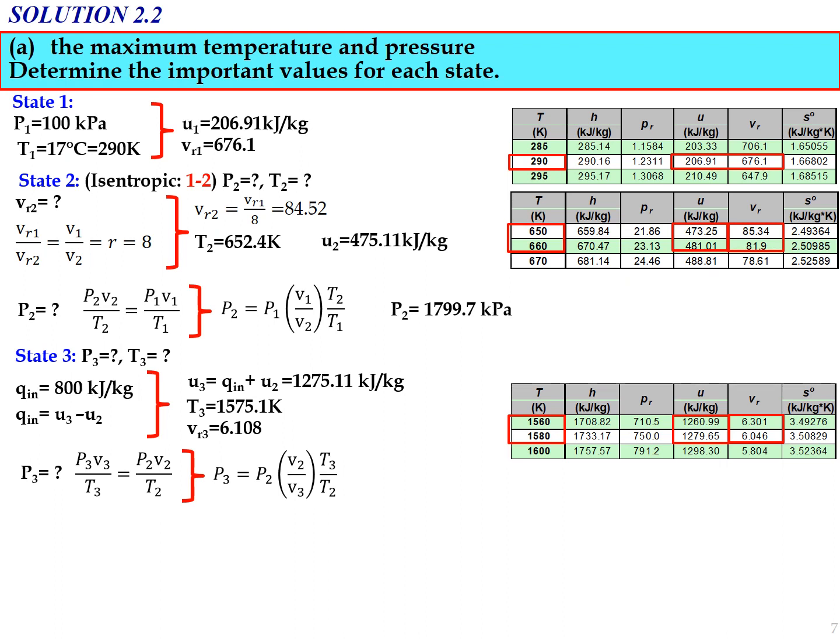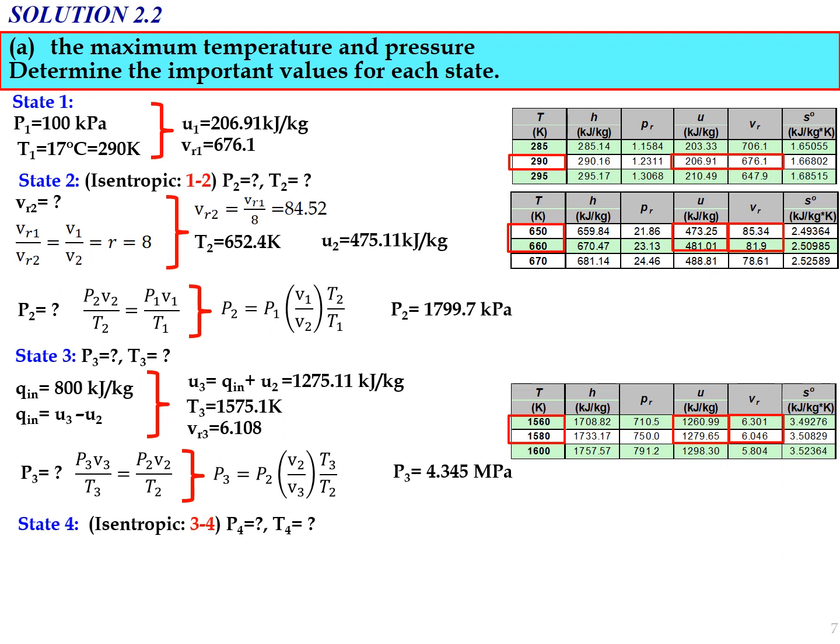So we already have the value for P2, T3, and also T2 from the previous calculation. However, we don't have the value for V2 divided by V3. But for the Otto cycle, we know that the value for V2 is equal to V3. So the ratio of V2 divided by V3 actually equals 1. Okay, substitute all the values that we have. So we'll get the value for P3, the maximum pressure for question A, where P3 equal to 4.345 megapascal. Okay, done for state number 3, state number 2, and also state number 1.